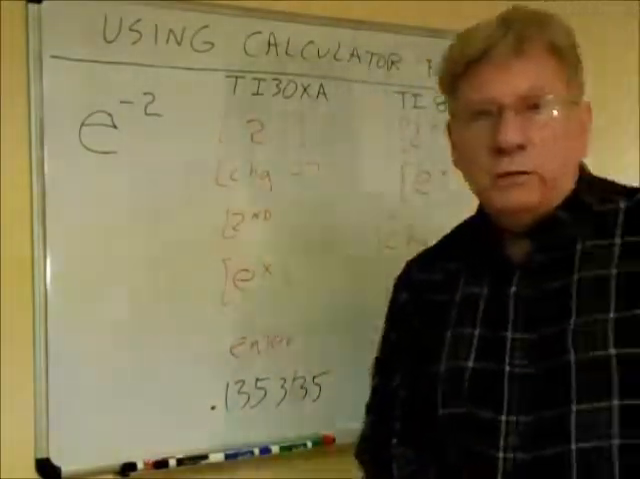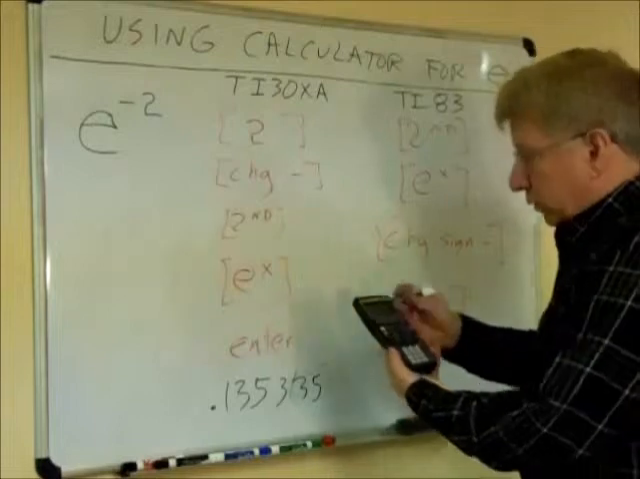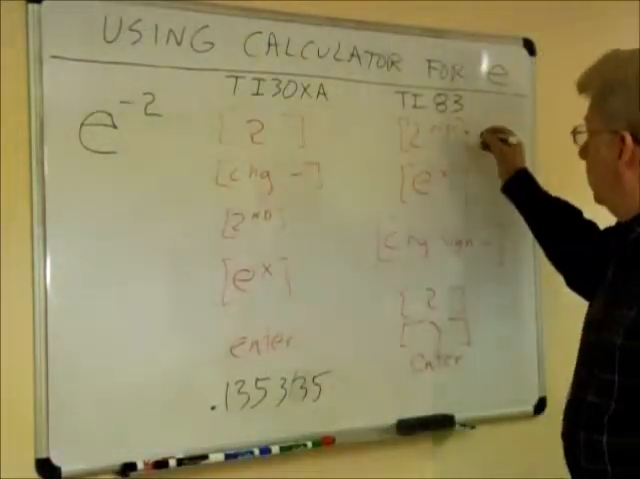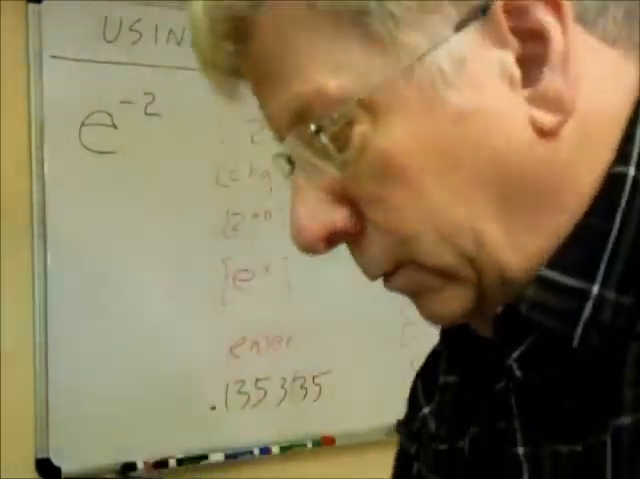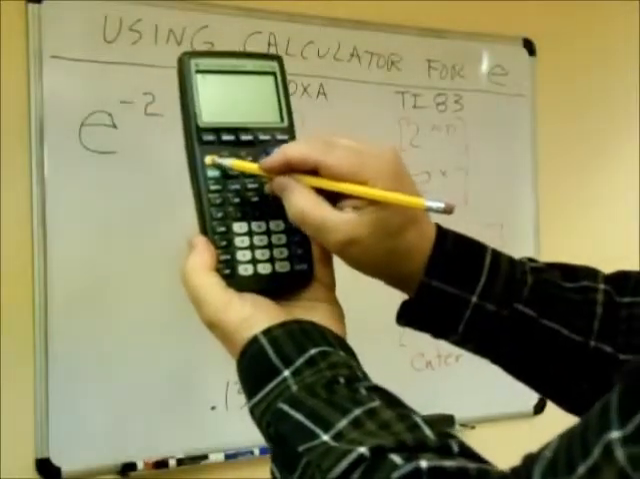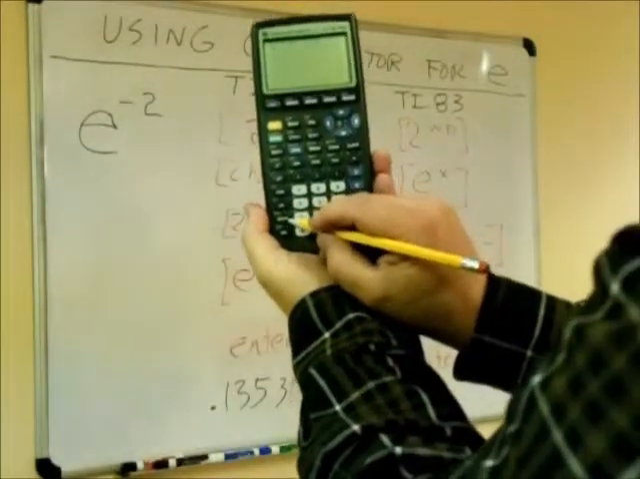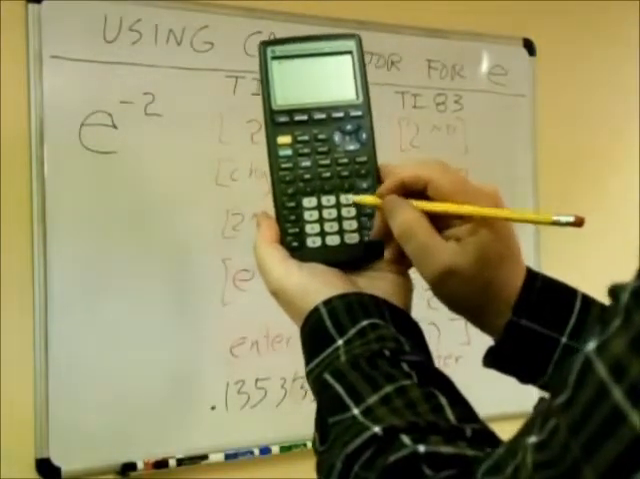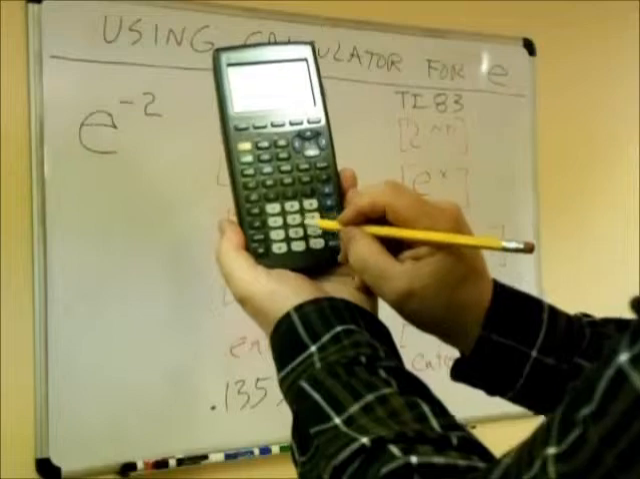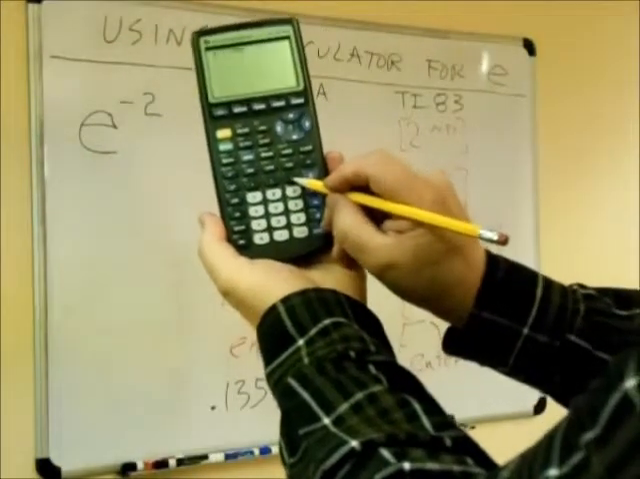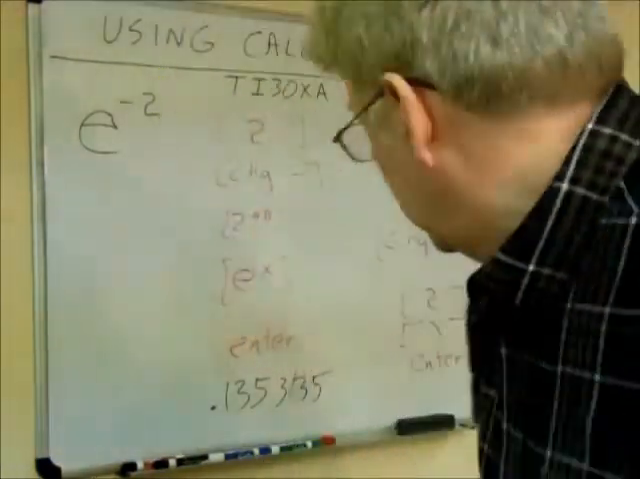Alright, now the second thing I want to do is to evaluate that using a TI-83. For the TI-83, the first thing we do is the second function and the e to the x, which is down here. Now we put in the change sign down here and the 2, the exponent. Then we close parentheses and then we hit enter. And then we get 0.135, the same number.